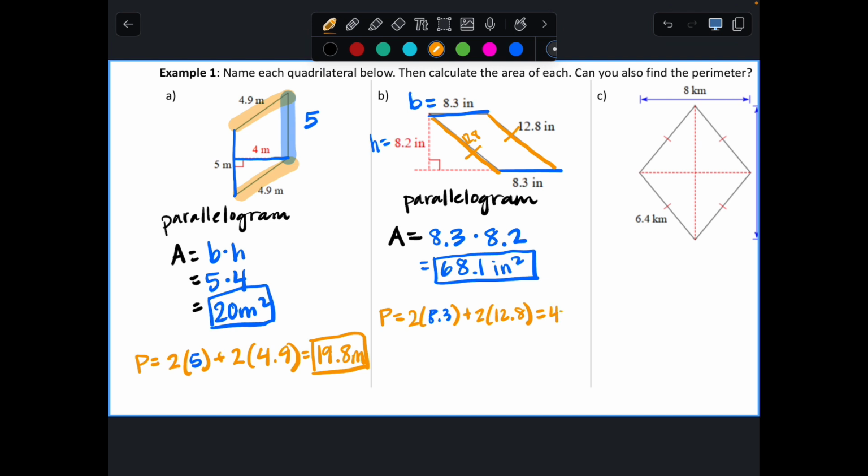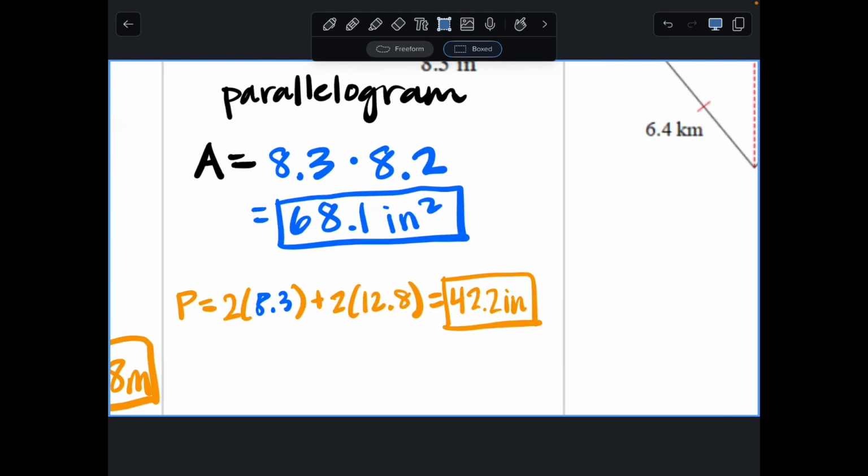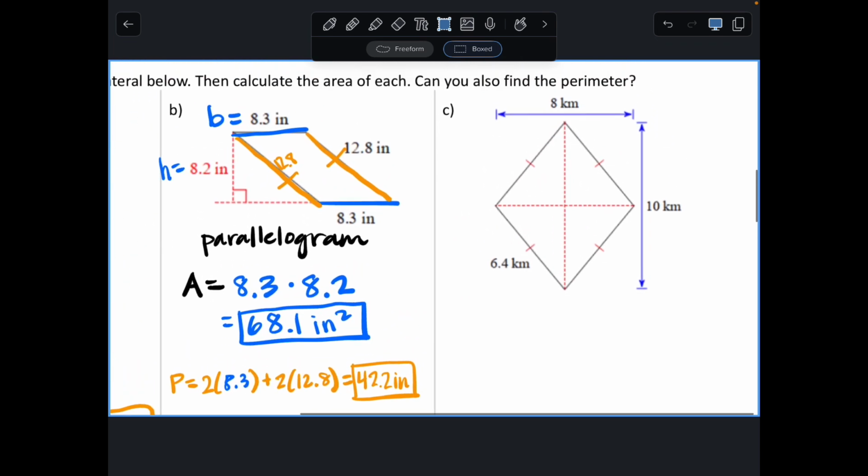So that's going to be 42.2 inches for the perimeter. Okay, the last one is a rhombus, and we know that because all four sides are congruent.